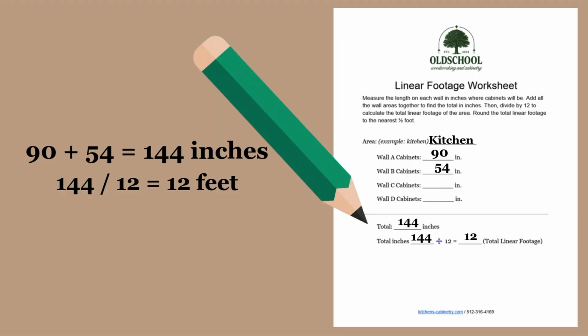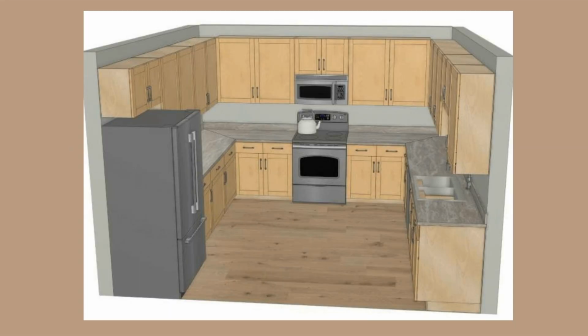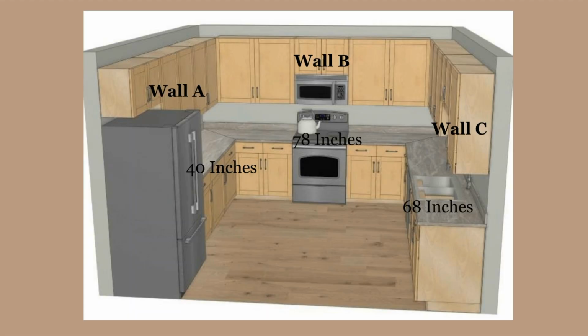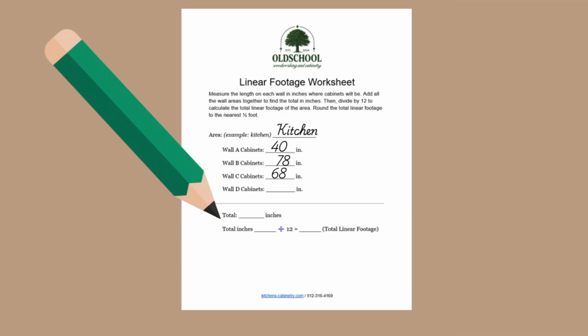The same rule follows for a U-shaped kitchen. For this example, Wall A is 40 inches, Wall B is 78 inches, and Wall C is 68 inches. Add them together for 186 inches, divide by 12, and your kitchen's total linear footage is 15.5 feet.